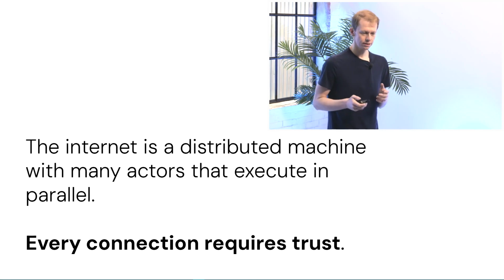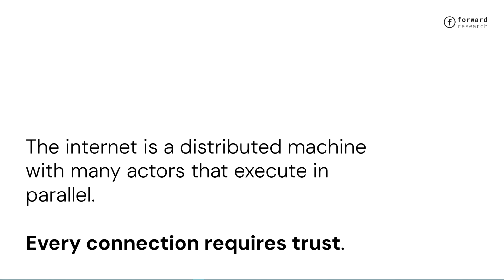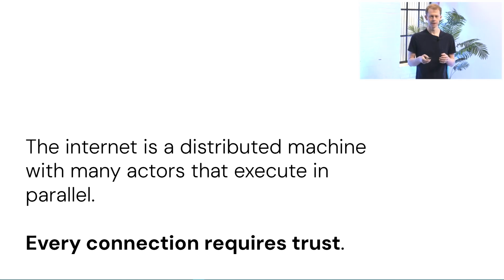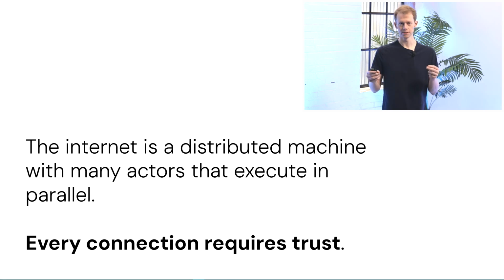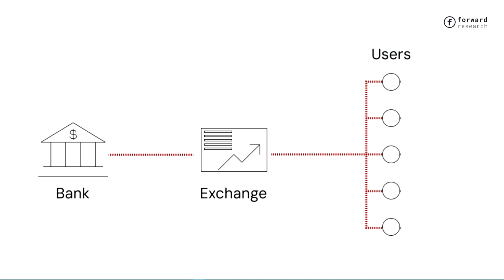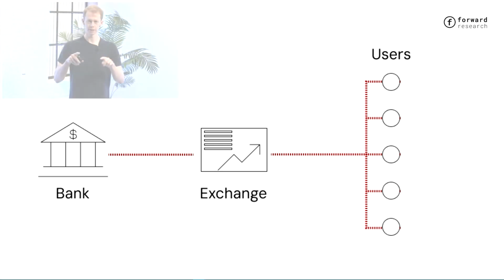So if we look from the, would you say, 30,000 or 100,000 foot view, what is the internet? Well, fundamentally, it's a distributed machine with many different actors that execute in parallel, and every connection between those machines requires trust. Now, we're used to working with encryption on our connections on the internet. When, for example, you want to access a bank or an exchange, there are different parties that are interacting. And sure, they'll be doing so using encrypted channels, so no one can eavesdrop on the connections.